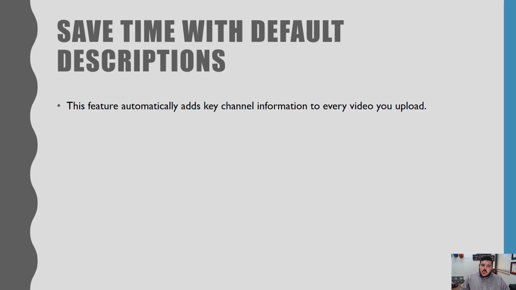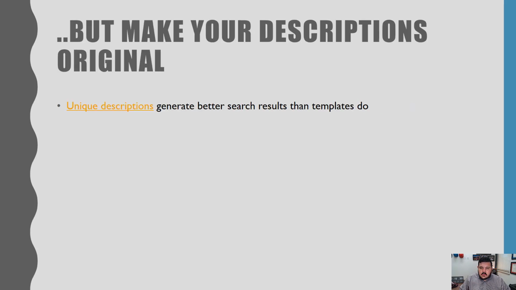Okay, so there are some cool tips and tricks that you can use. If you're uploading quite a bit and you are putting the same types of links in over and over, or if you have a boilerplate, instead of copying and pasting all this information into your video descriptions or retyping it over and over, you can use default descriptions. This feature automatically adds key channel information on every video you upload. So I'm not going to show you on this lecture video, but if you find yourself uploading content a lot, this might be a really good thing to look into.